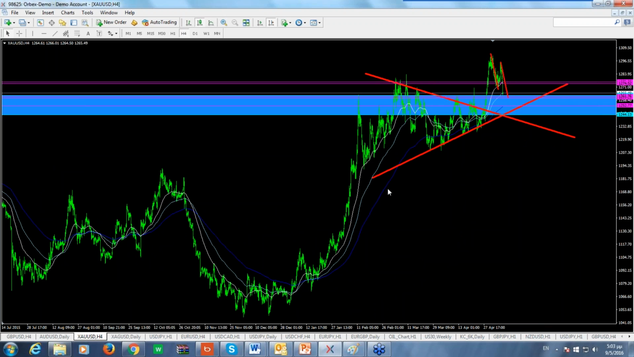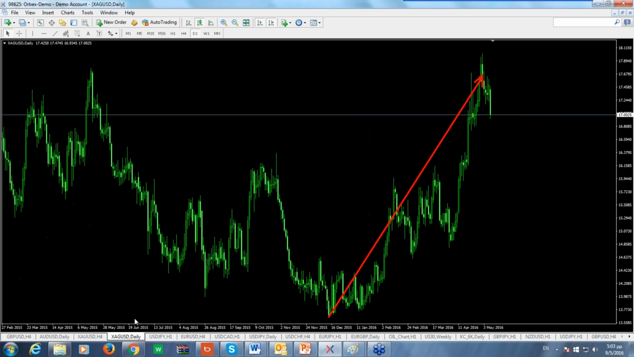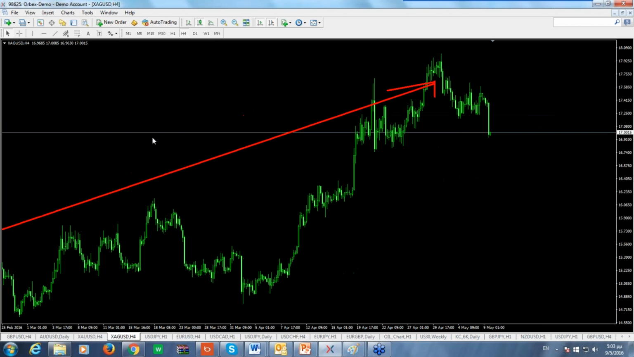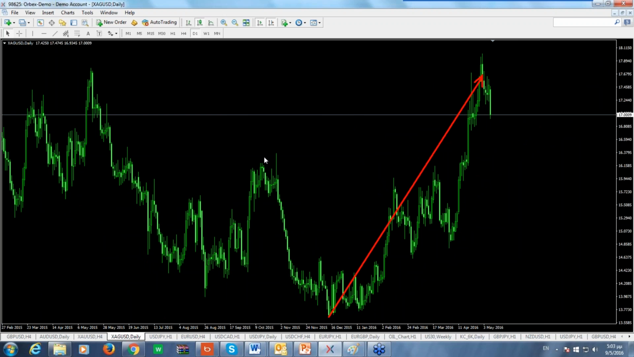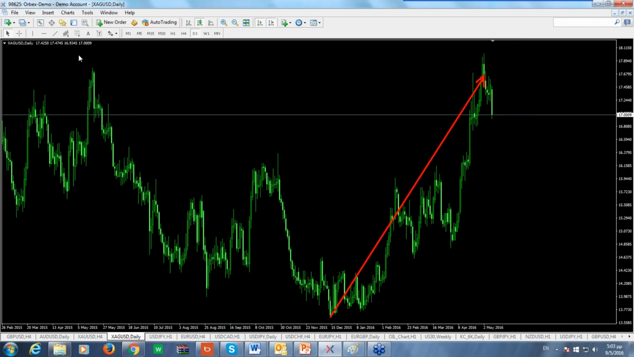Okay, and then we've got concentration of price like in the triangle here. All right, then if we move on to silver on the 4-hour chart, we can see the same. Over the daily chart, we've got a sort of J as well. Okay, so that's basically it.